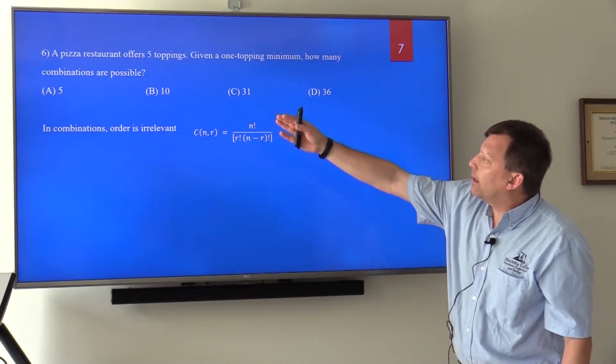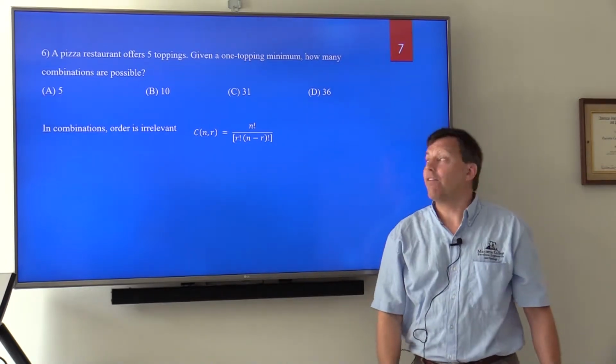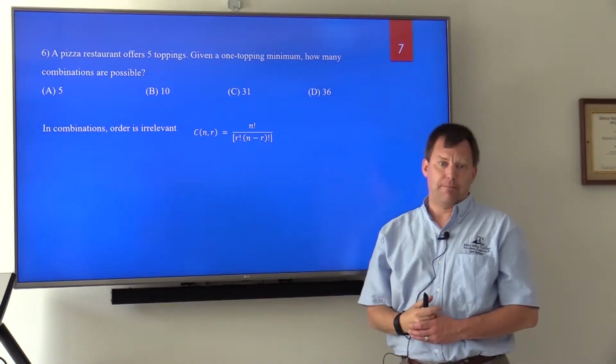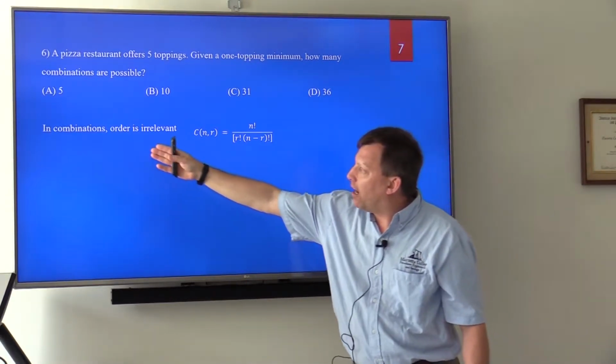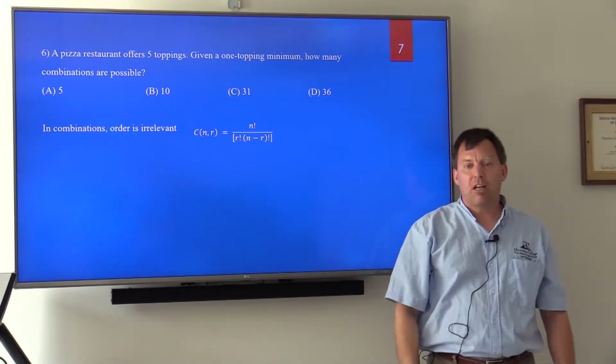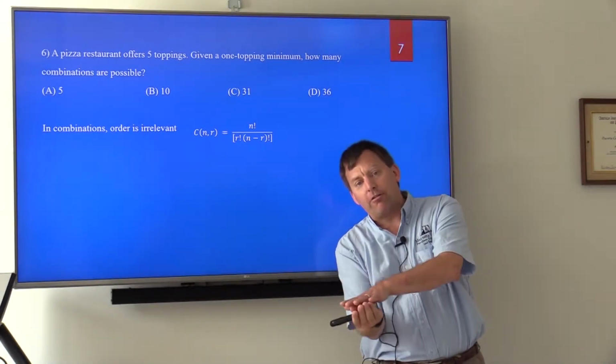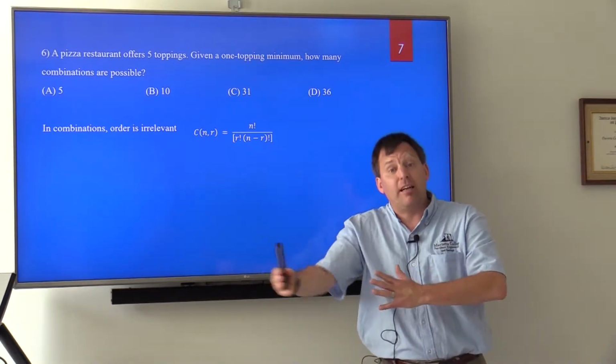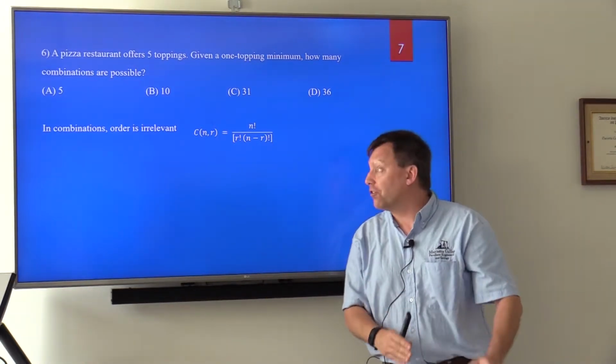Okay, we have a pizza restaurant. 5 toppings. Given one minimum, how many combinations are there? All right, so in combinations, the order is irrelevant. Some pizza restaurants will put the pepperoni under the cheese. Some pizza restaurants will put it on top of the cheese. It really doesn't make a difference which one you put on first.